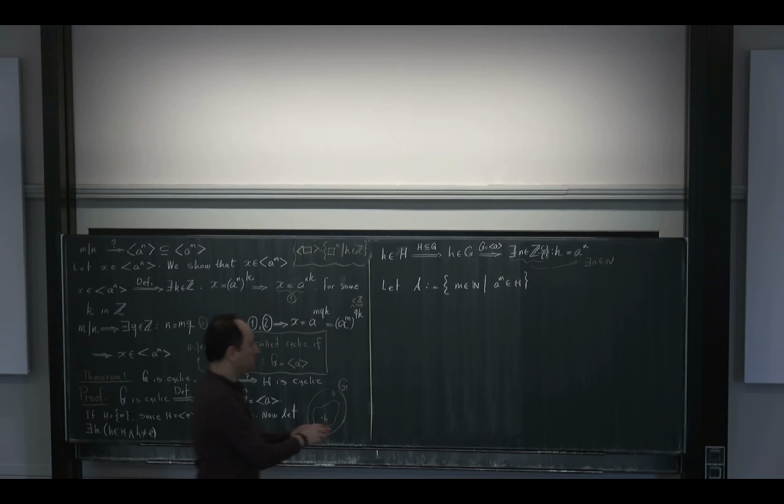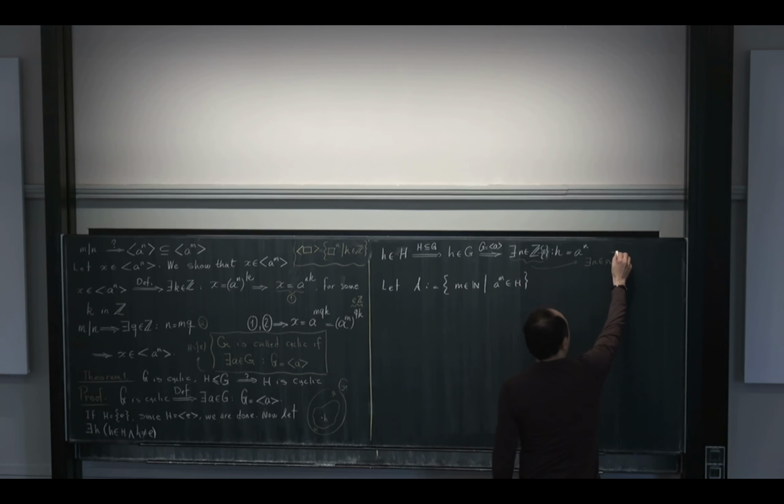Okay, so if you don't mind, let me go one step forward here and write: there exists H, a subgroup. So this means there exists an n in N such that H is A to the power n.